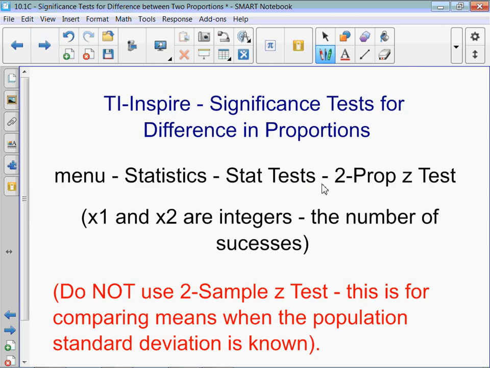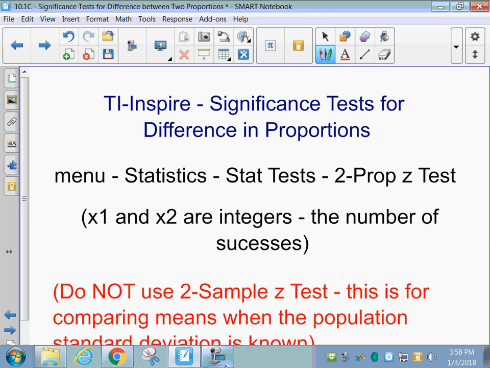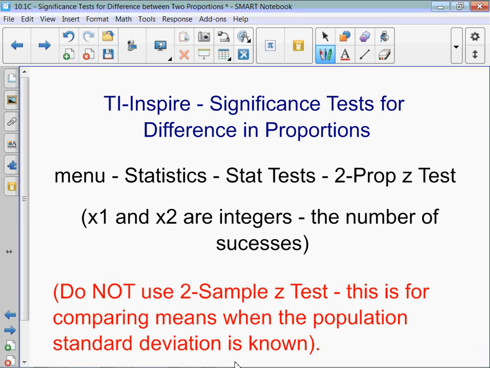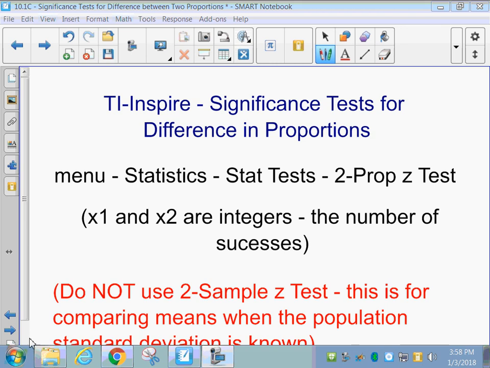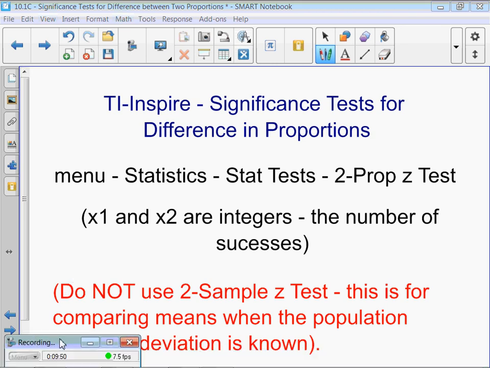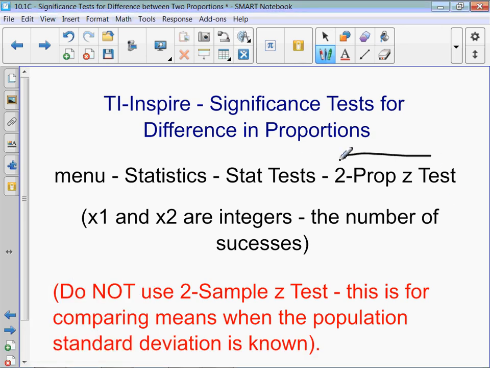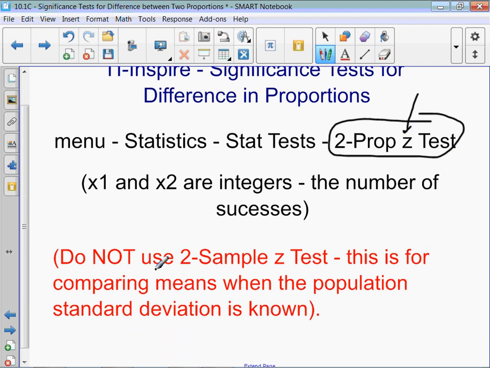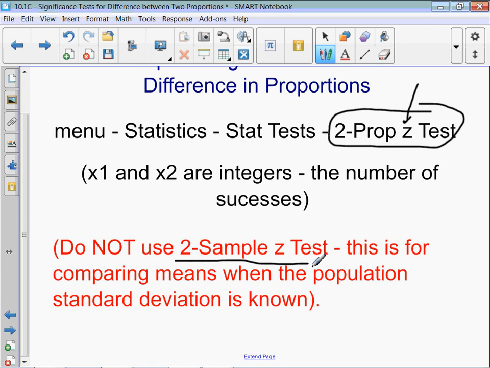All right, so how do we do this on the calculator? So go ahead and write this down. Menu, statistics, stat test, and it's 2 proportion z-test. So remember, we were doing proportions and z's. For this guy right here, 2 sample z-test, if there's a z, that doesn't always mean proportions. It doesn't say proportions. This one is for means when we know the population standard deviation, right?